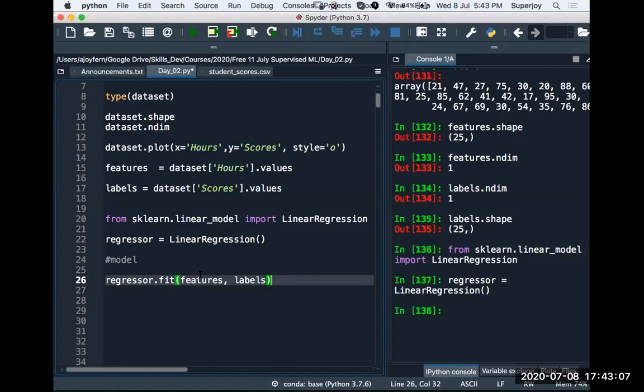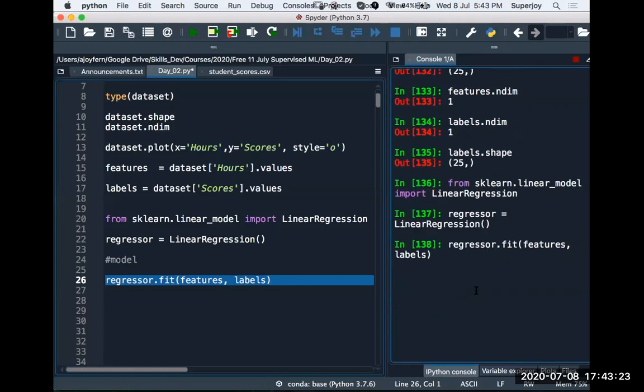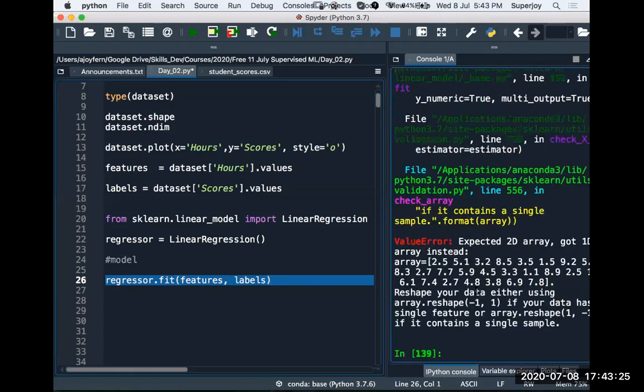Once we give it this data, what will it tell us? That this is the slope of your line and this is the intercept. So how to do that, guys? Let's see this: regressor.fit(features, labels). Let's see what happens in that case.